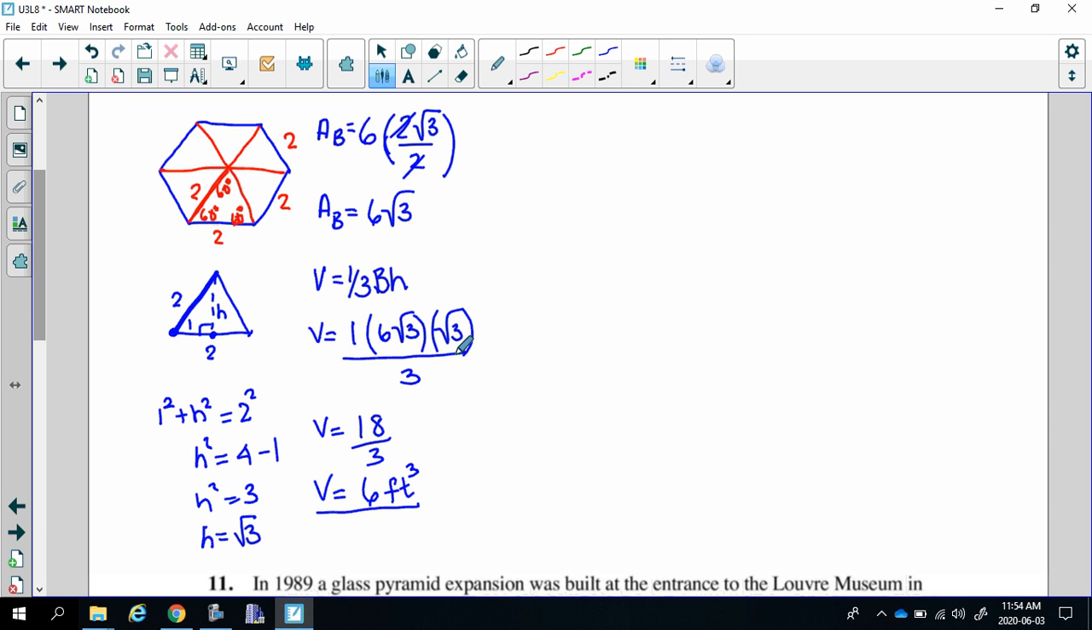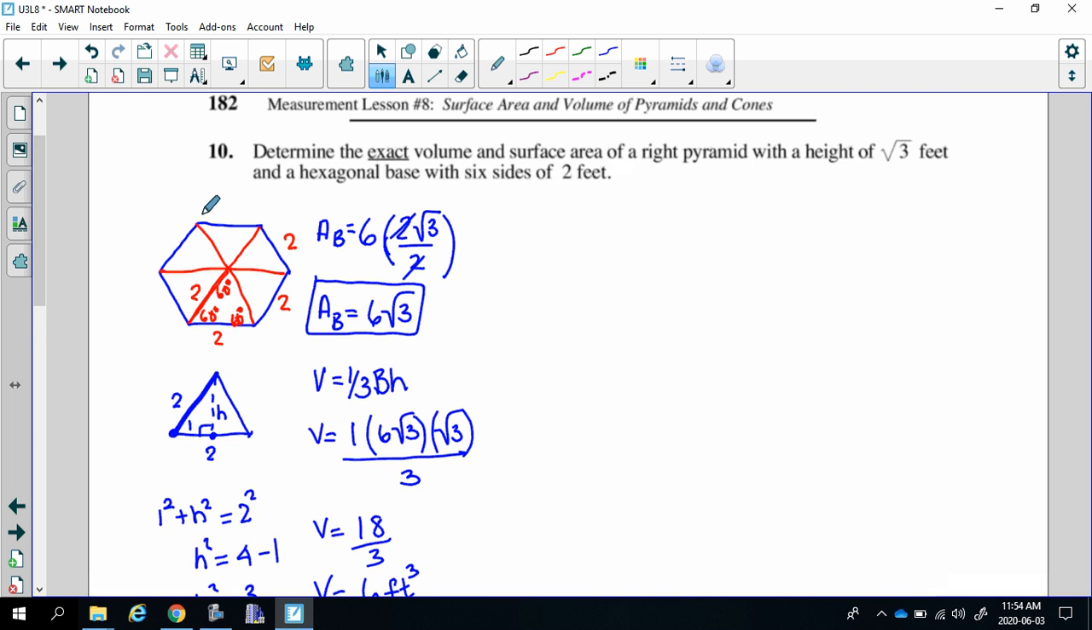Now we're going to do the hard part, which is the surface area. Okay, so I found my area of the base. Now, what we have to imagine is that this is a pyramid. Now, I don't know if I'm going to be able to draw that kind of pyramid, okay? So let's imagine that I've got a face here, a face here, and a face here, face here, face here, face there. I know that its height is √3, okay?